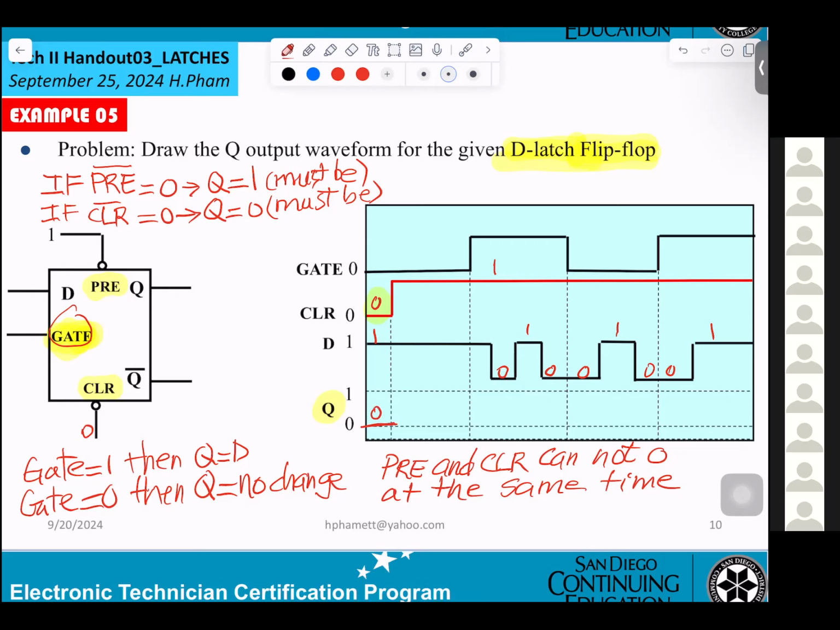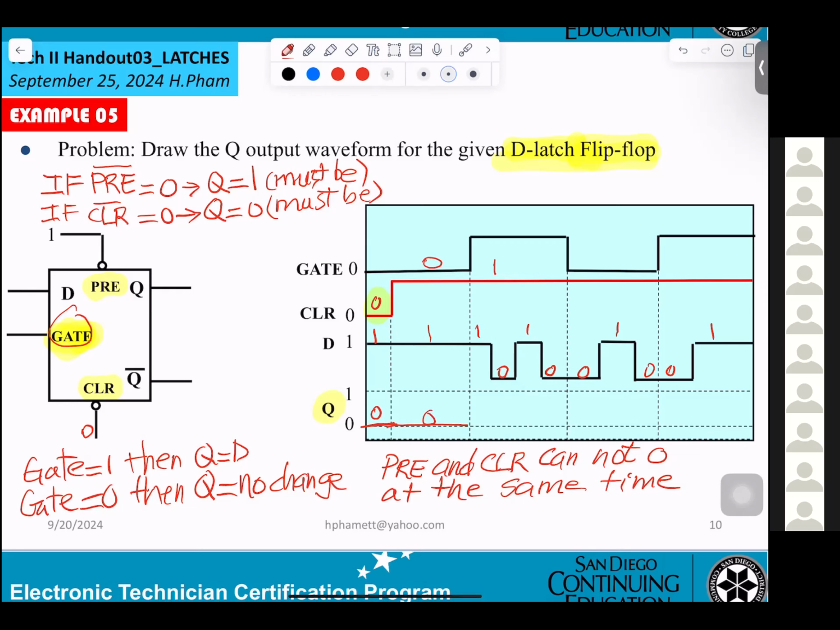And the next, gate equals 0 here. D equals 1. Now, what does Q equal? 0. The thing is, when gate is 0, Q will be no change. Exactly. So now you get D equals 1.